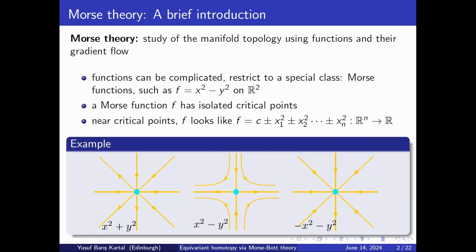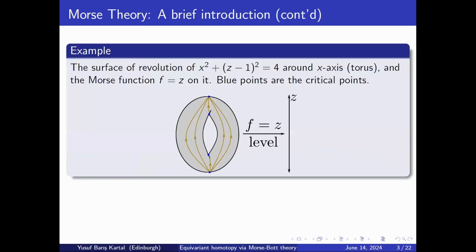Okay, let me give a more global example. Consider the surface of revolution of the circle, and it's a torus. You put the torus on the table, and you consider the height function. So this is like a projection to the z-axis. And this is actually a Morse function. The points that I marked in blue are the critical points, the 4 critical points of this function. And these yellowish, brownish lines are the gradient trajectories of it.